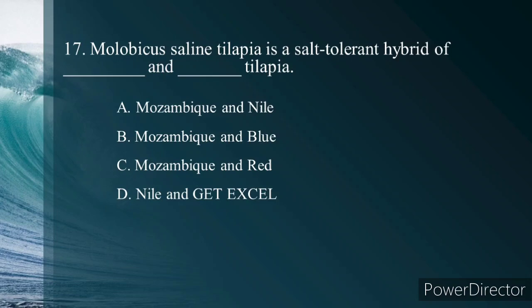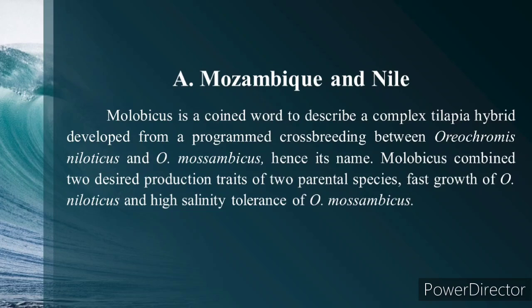Mozambique and Nile. B. Mozambique and Blue. C. Mozambique and Red. D. Nile and GET Excel. 1, 2, 3. The answer is A. Mozambique and Nile.